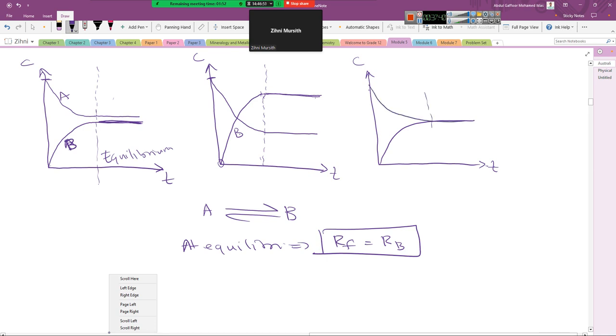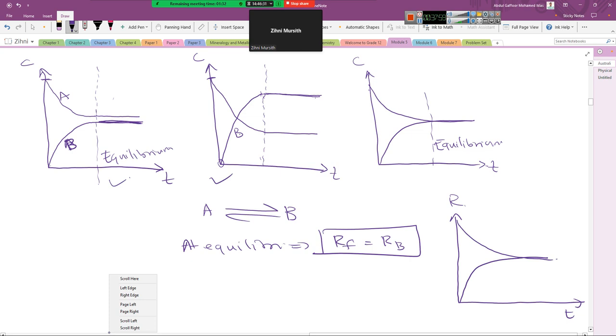Right? So after equilibrium, we have only one type of rate-time graph, right? So this is the rate profile. The rate profile will be something like this. It cannot be like this and like this.